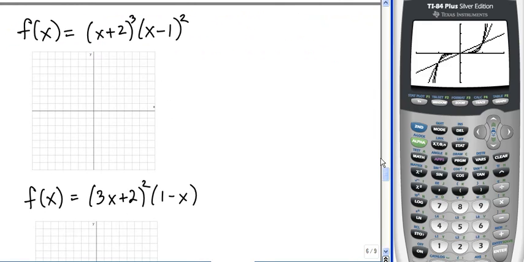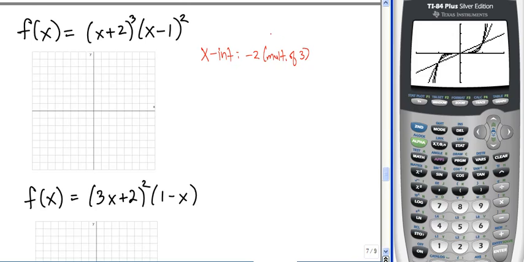Alright, let's try some more. So this next one has (x + 2) quantity cubed times (x - 1) quantity squared. So the first thing we're going to do is find our x-intercepts. This first factor has as its solution -2, and note that it has a multiplicity of 3.